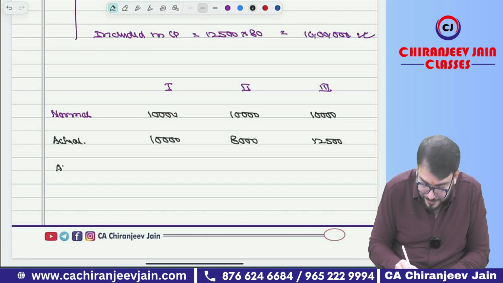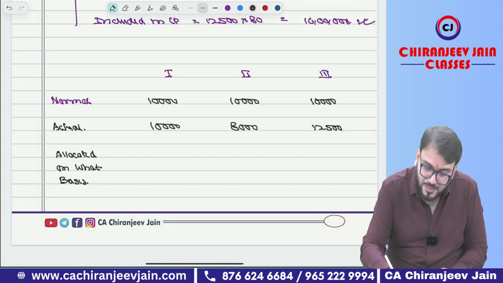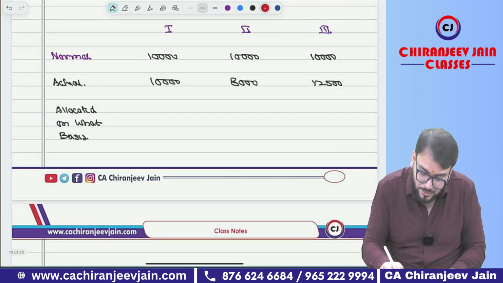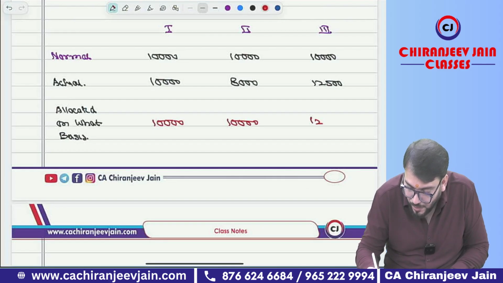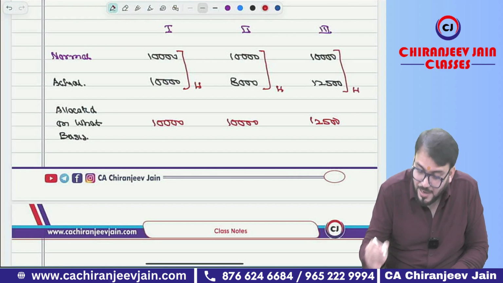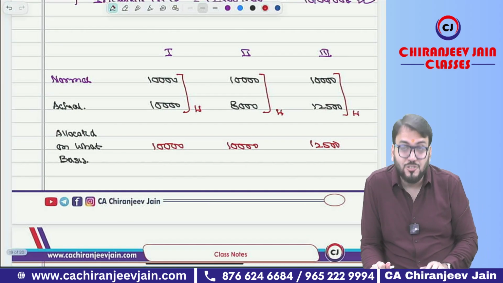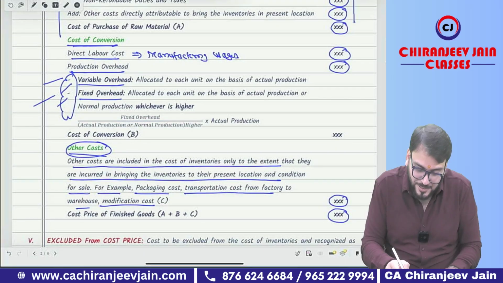It means allocated to each unit, allocated on what basis? In the first, either you take normal or actual, both are the same. So here 10,000. In the second, it is 10,000, the higher one. In the third, 12,500. Understood? Higher. We'll take the higher. We have taken the higher only. So higher, higher, higher. Understood? Have you understood this point? Very important from the examination point of view. Super important.